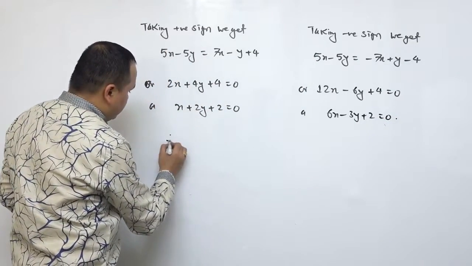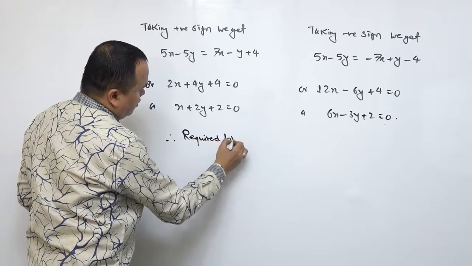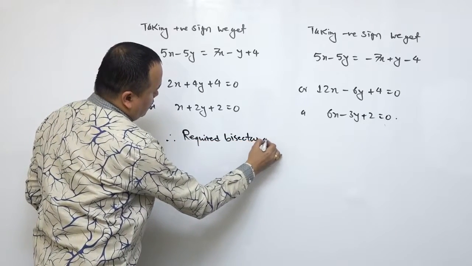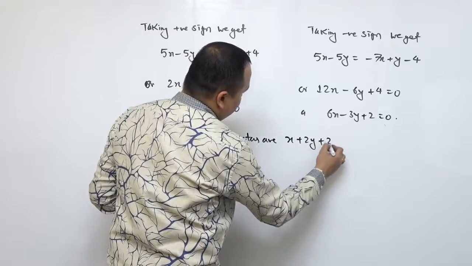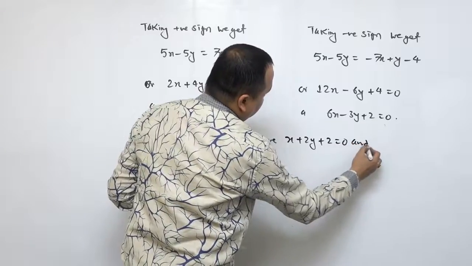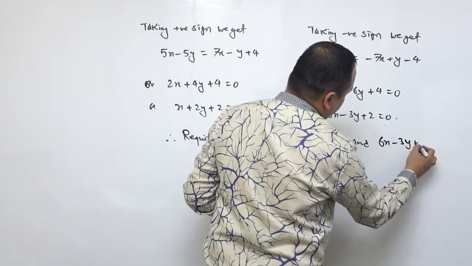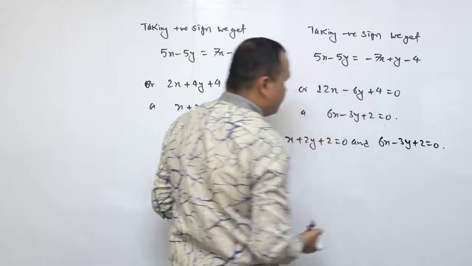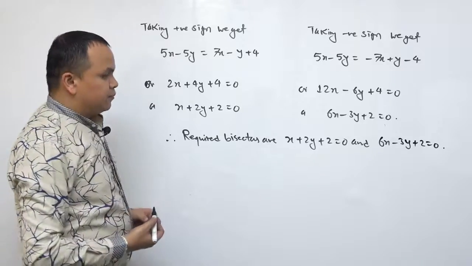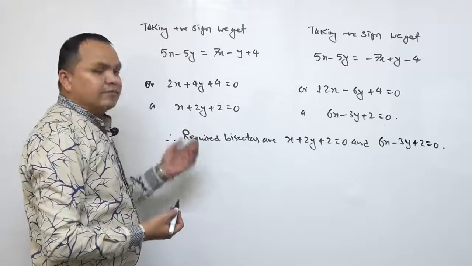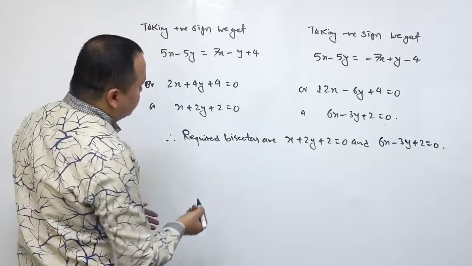Therefore, the required bisectors are x plus 2y plus 2 is equal to 0 and 6x minus 3y plus 2 is equal to 0. For the acute angle bisector, we take any one of the given lines. Now we take the first line.